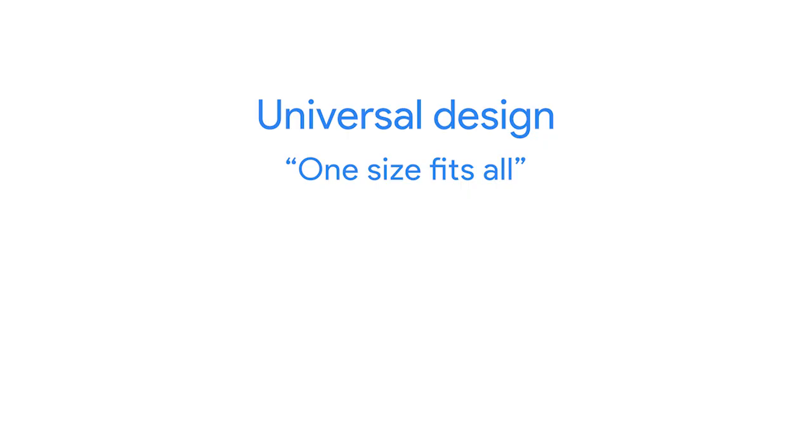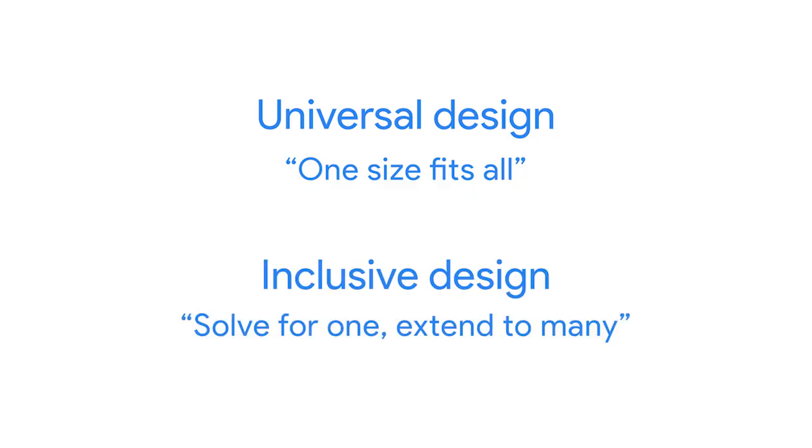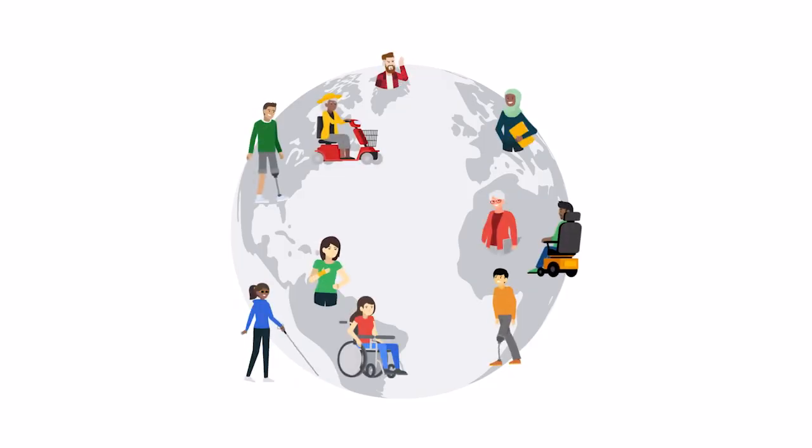If universal design is a one-size-fits-all solution, then inclusive design can be described as solve for one, extend to many. With inclusive design, you solve for one type of user, and the benefit of that solution can extend to many other types of users. Our goal as designers is to build experiences that are accessible to users with the widest range of abilities. In other words, no one should be excluded from using a product that we built because we didn't consider their needs when building it.